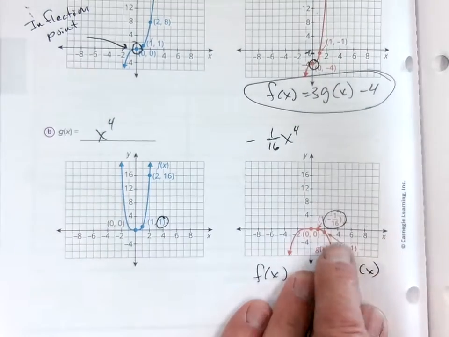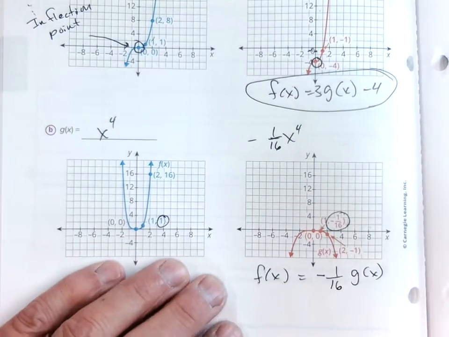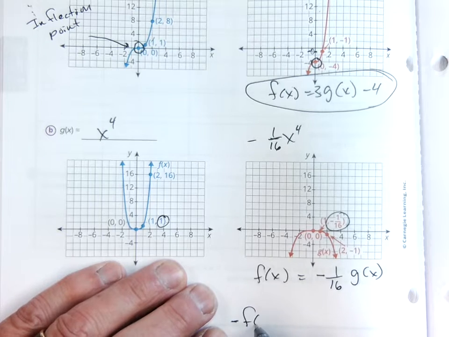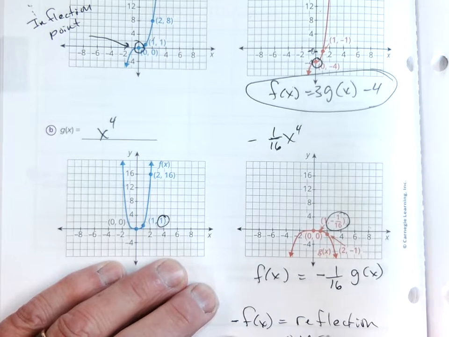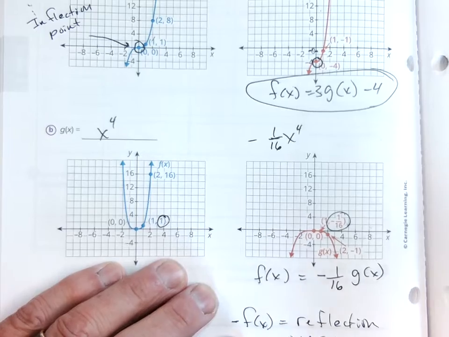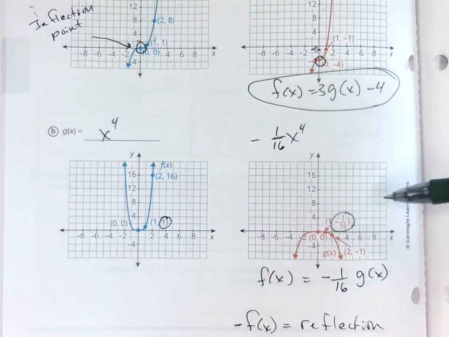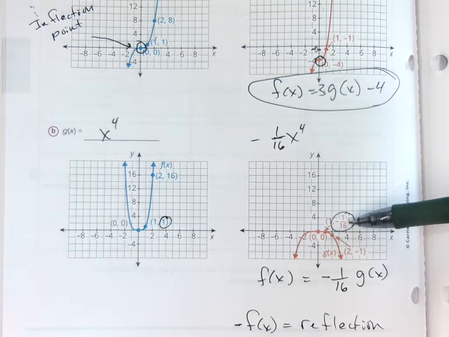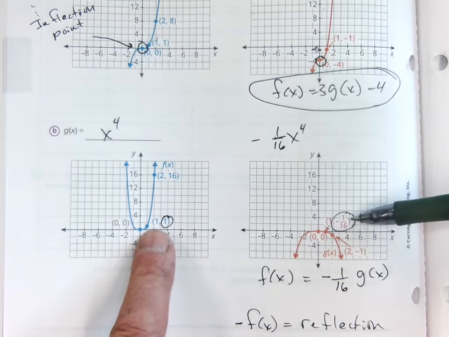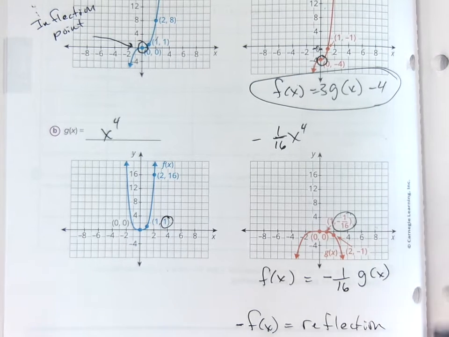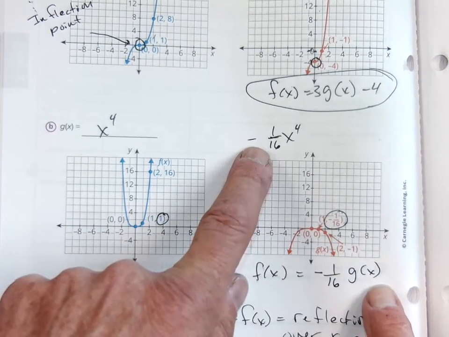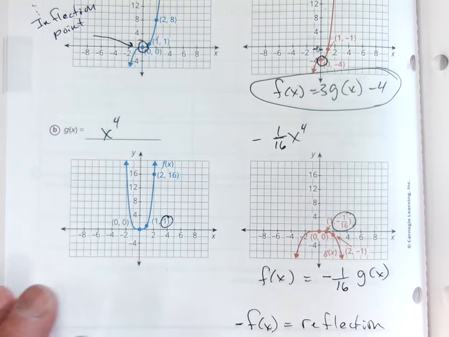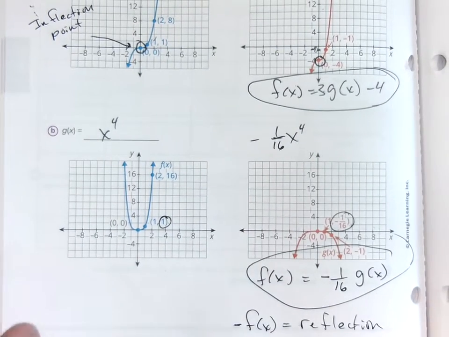So I took this, and obviously it is upside down. So we know that negative f of x is a reflection over the x axis. Okay, and that's what I did. I took it, flipped it upside down. And then it turned out to be 1/16 as big, because instead of 1, it was negative 1/16. Okay? So then f of x is equal to negative 1/16 of g of x, or negative 1/16 x to the 4th. We're looking for the transformation from g to f.